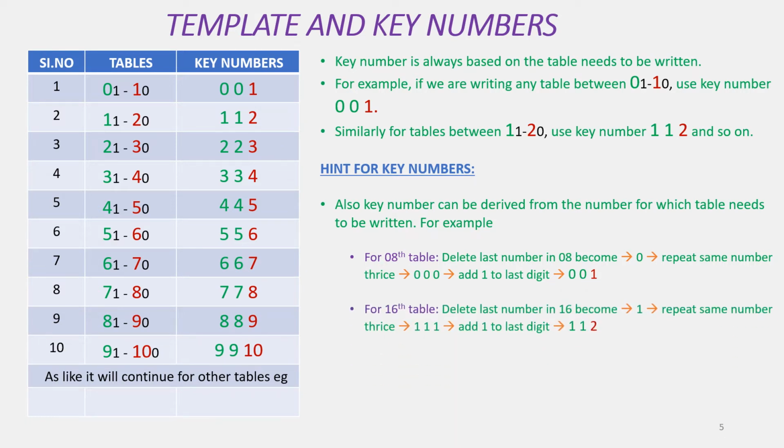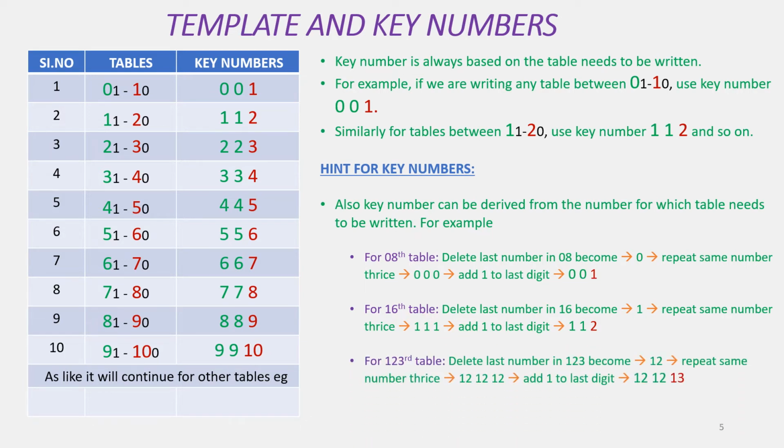Similarly, the key number for the 16th table is 1, 1, 2. And the key number for the 123rd table is 12, 12, 13. Like this, the key number for the 991 to 1000 tables is 99, 99, 100.